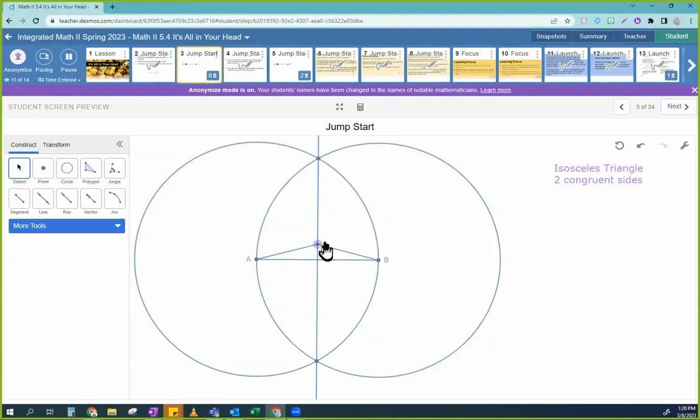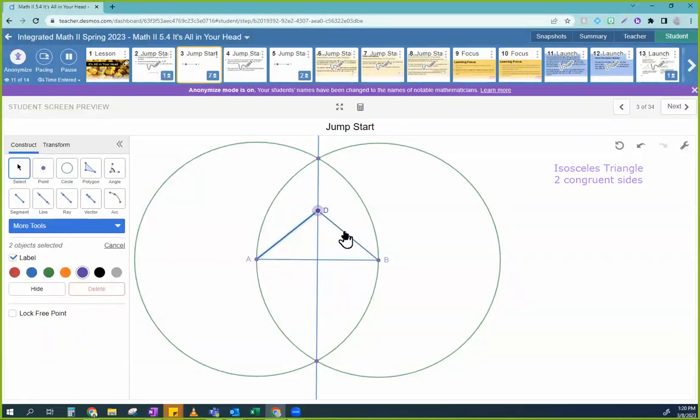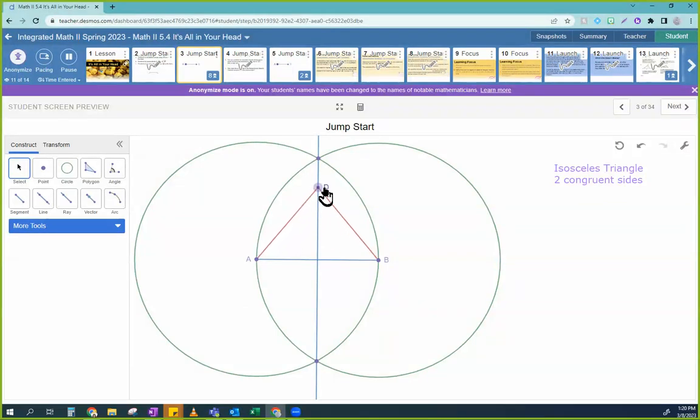Is this triangle remaining isosceles? Yes. Does AD look congruent to BD? Here, I'll label them red so they stand out a little bit more. Do those two red segments look congruent? Look, here, everyone says yes. Here, yes. Equilateral, yes. I can go all the way up outside of my Desmos window. It'll still work, right?